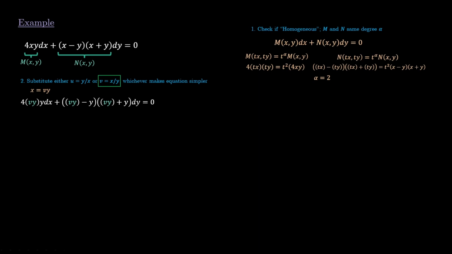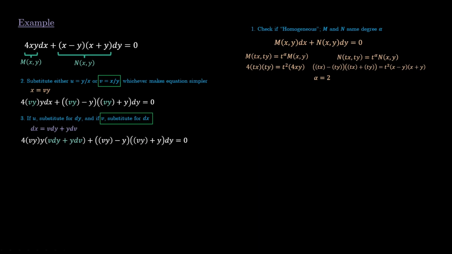And now, step 3 is if we had u, we substitute for dy, and if we had v, we substitute for dx. Of course, we have v, so we substitute for dx. In other words, using the product rule, dx becomes v dy plus y dv. Plugging that in, we get the following.